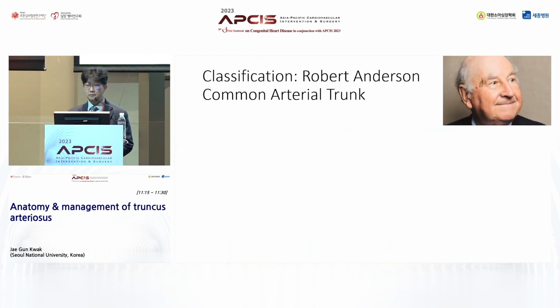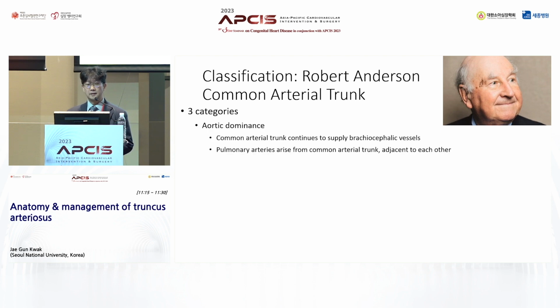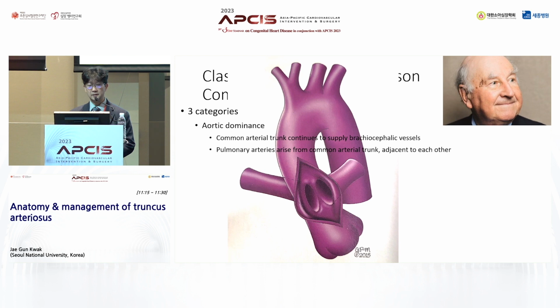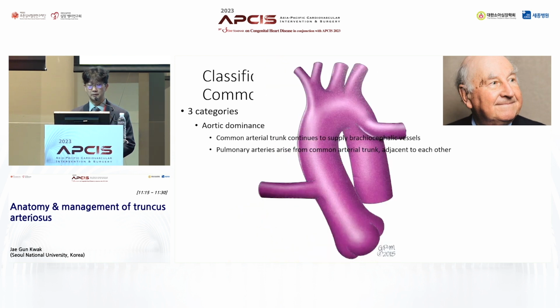Another classification was done by Robert Anderson. He called it common arterial trunk. I think he did not like to use the Latin. He divided this disease into three categories: aortic dominance, pulmonary dominance, and balanced. These types belong to aortic dominance. The common arterial trunk continues to supply the brachiocephalic vessels, and the pulmonary arteries arise from the common arterial trunk.